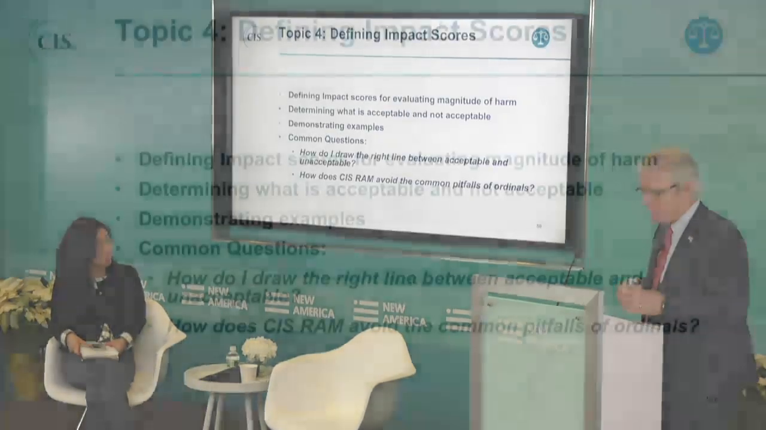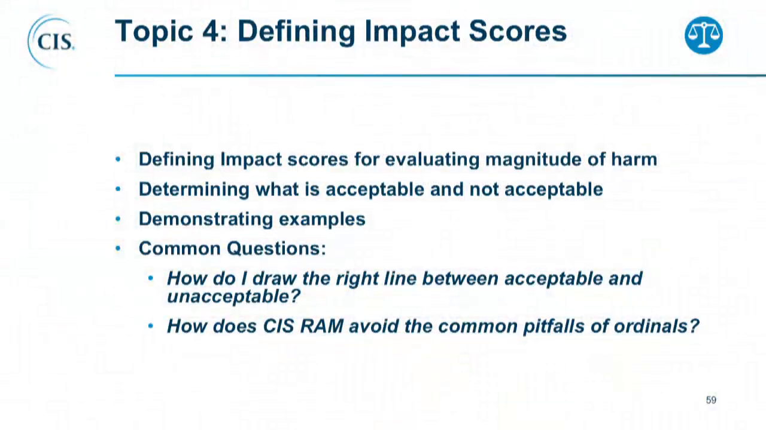On to topic 4. So topic 3 is a big challenge for organizations because it's a new way to see things. But when they actually get down to trying to define the impact scores, it gets even trickier because now we're telling them, you're going to tell us what's acceptable or not of those impacts. Common questions we get, how do I draw a line between what's acceptable and unacceptable? Really tricky, and there's a lot at stake when you do this.